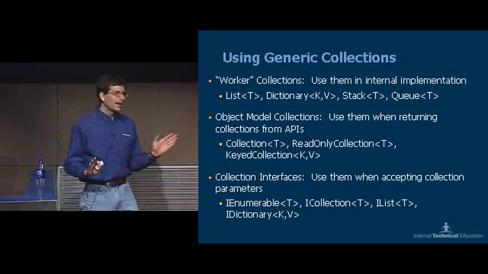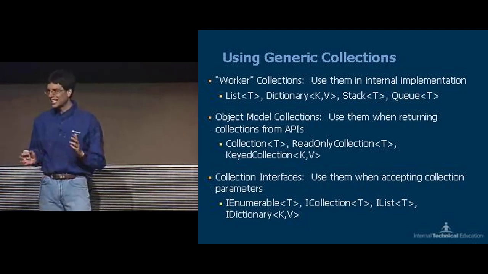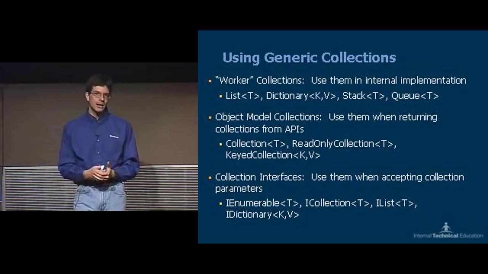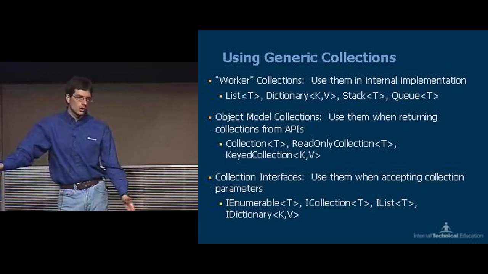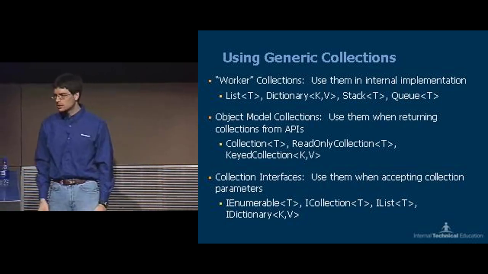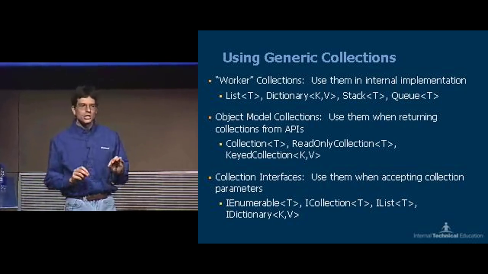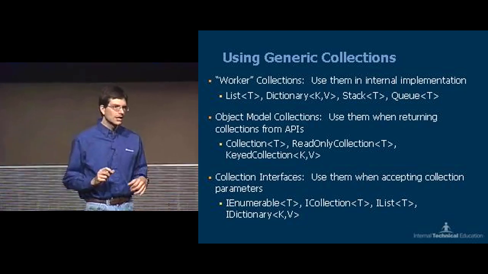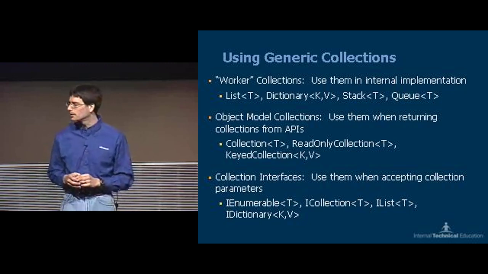Okay, so just very high level principles around the generic collection classes, that's where I think the most common uses of generics are. We have the set of worker collections that you might expect. We have a growable array called list of T. We have a dictionary, stack and queue. And generally speaking, these should not show up in your public APIs. These are for your developers to use in the implementation of their code.